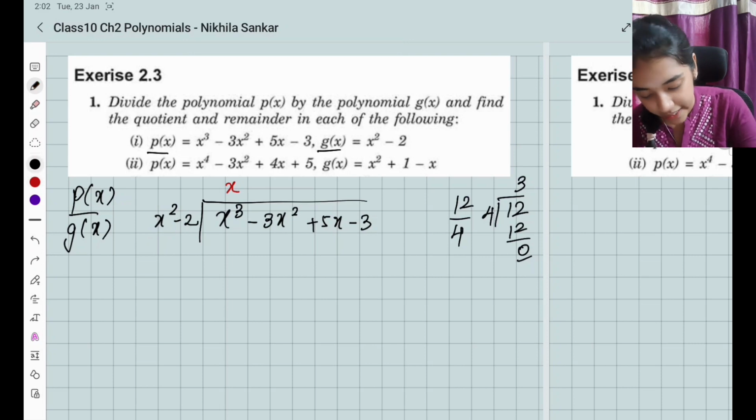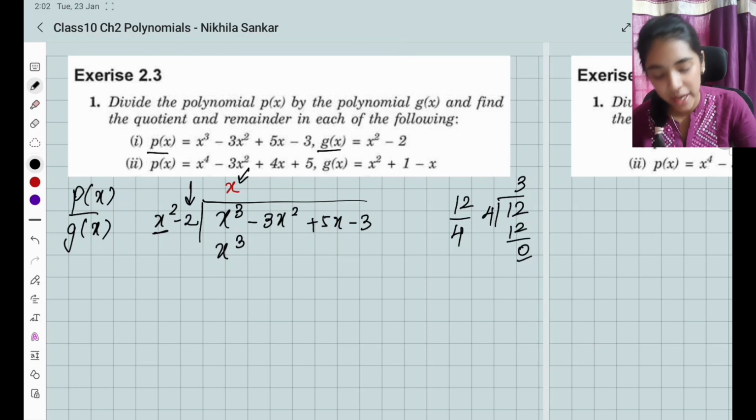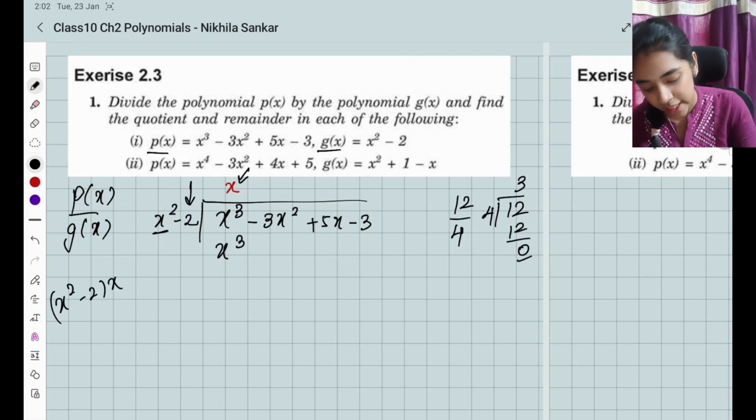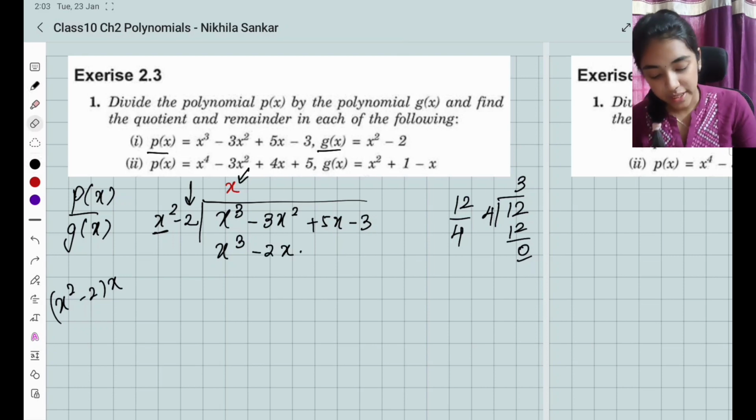Okay, so first of all, I'm going to multiply by x. If I multiply by x, what happens? X square into x is going to be x cube. But remember, you have a minus 2 here, so you have to multiply that also. So this is basically x square minus 2 into x. So I'm getting x cube minus 2x. Okay, so there is a minus 2x here.